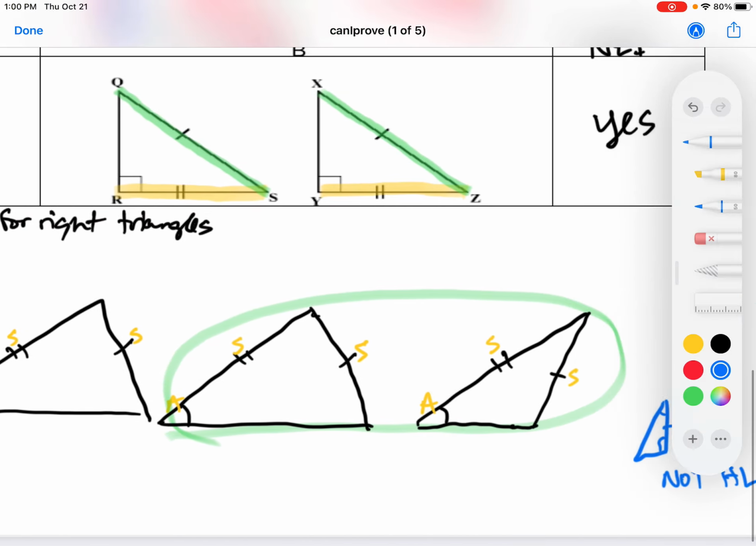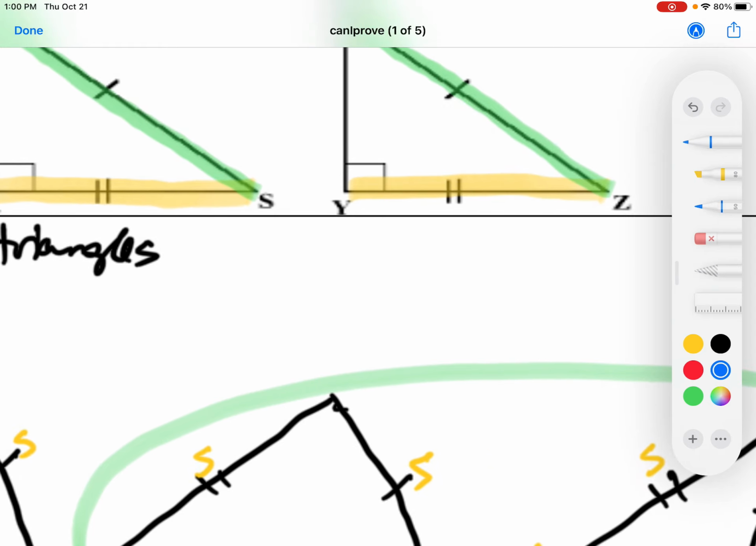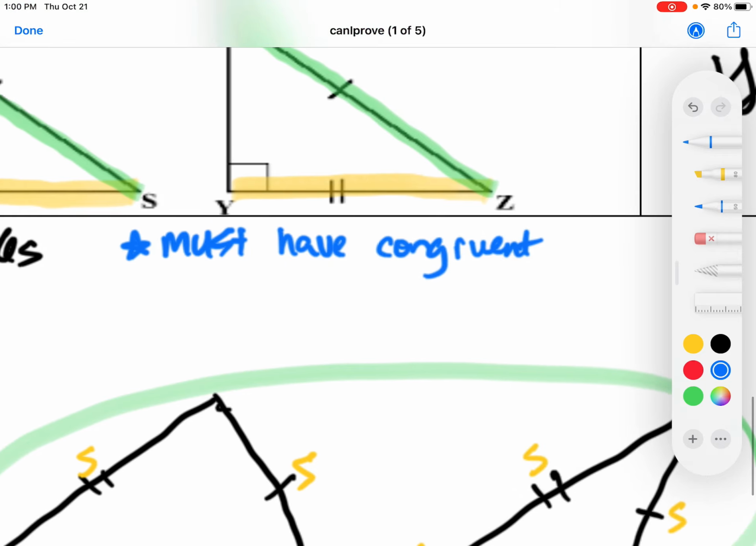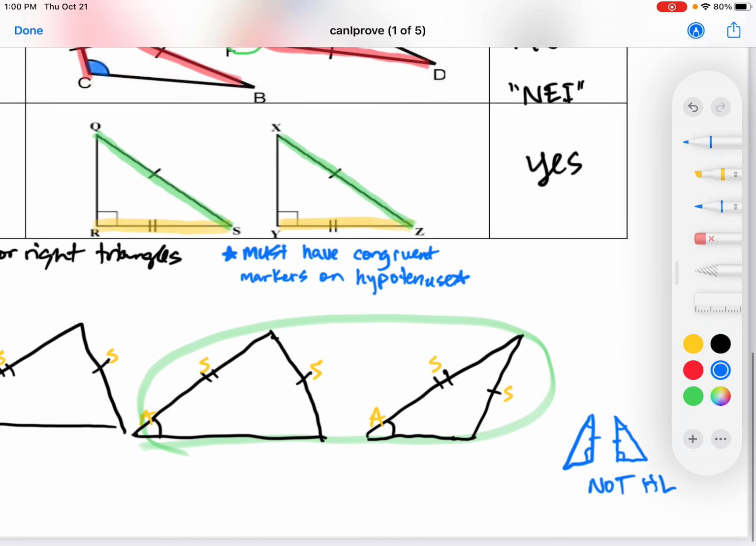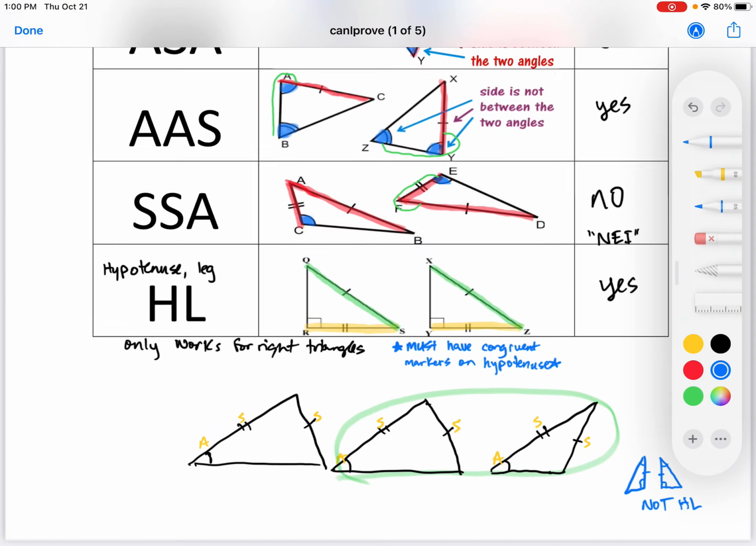So what I'm saying here is this. If you're going to use hypotenuse leg, you absolutely must have congruent hypotenuses. You must have congruent markers on the hypotenuse. Okay, you have to make sure that the hypotenuse of each of those triangles is congruent, or you cannot use HL. All right, now that's all I've got for these notes today.